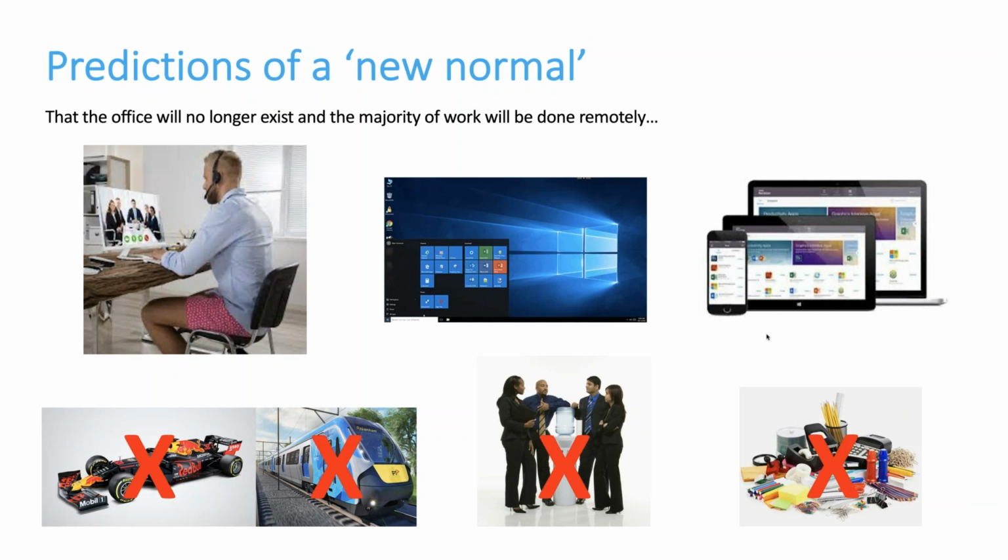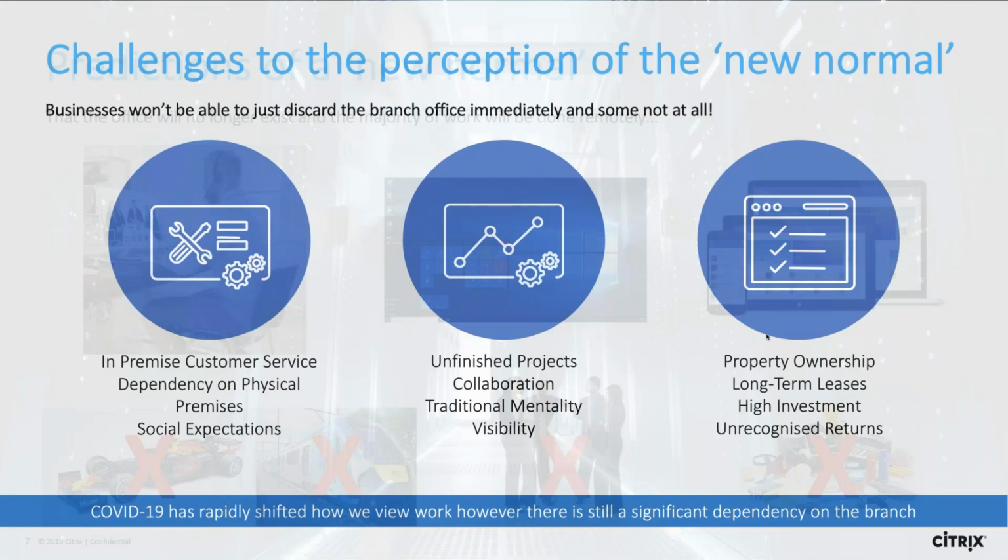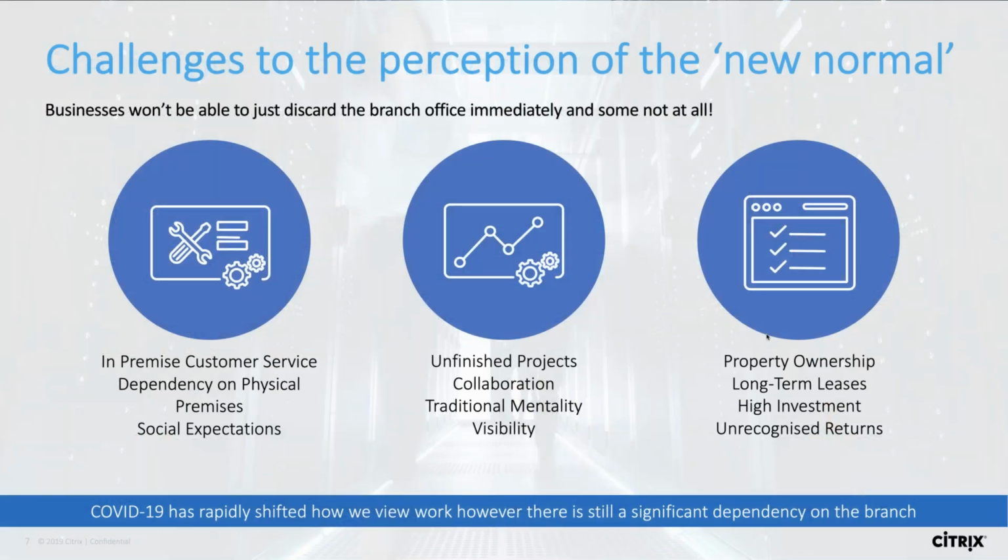And I wanted to challenge the perception of the new normal. I think it's absolutely critical because there are going to be challenges to the new normal. You'll see, on the right-hand side, a couple of things I've focused on in discussions recently, starting with property ownership. Organisations aren't just going to ditch their branches and shut them down purely because more and more people are starting to work from home. There's the potential that they're tied into long-term leases, and high investment in both of those elements, and ultimately failing to get the recognised returns.